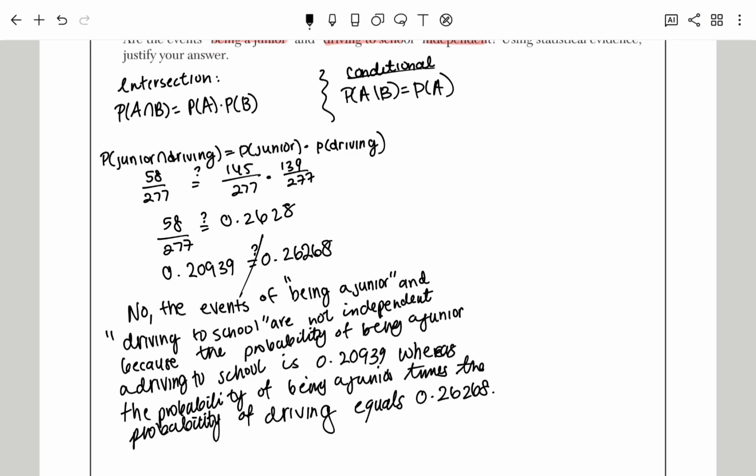So we said that no, the events of being a junior and driving to school are not independent because the probability of being a junior and driving to school is 0.20939, whereas the probability of being a junior times the probability of driving equals 0.26268. And there we have a completed answer.